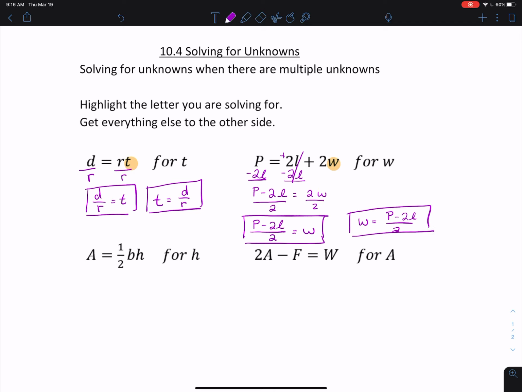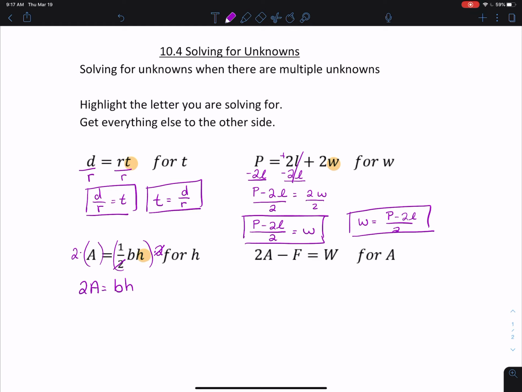If we look at the next example, we have a equals 1/2 bh. Our goal is to solve for h. So in this case, in our formula for area of a triangle, we have a fraction. I want to get rid of that fraction because it's on the same side as that h. I know to get rid of fractions, I multiply by the least common denominator. So I'm going to multiply by 2. If I do that, I'll have 2a equals. Then on the right-hand side, the 1/2 and the 2 will cancel out. So it equals b times h.